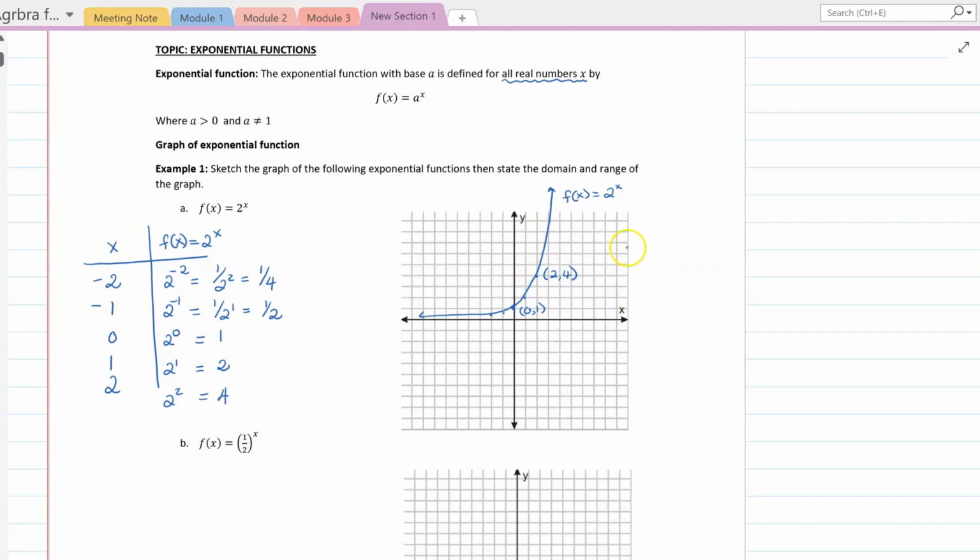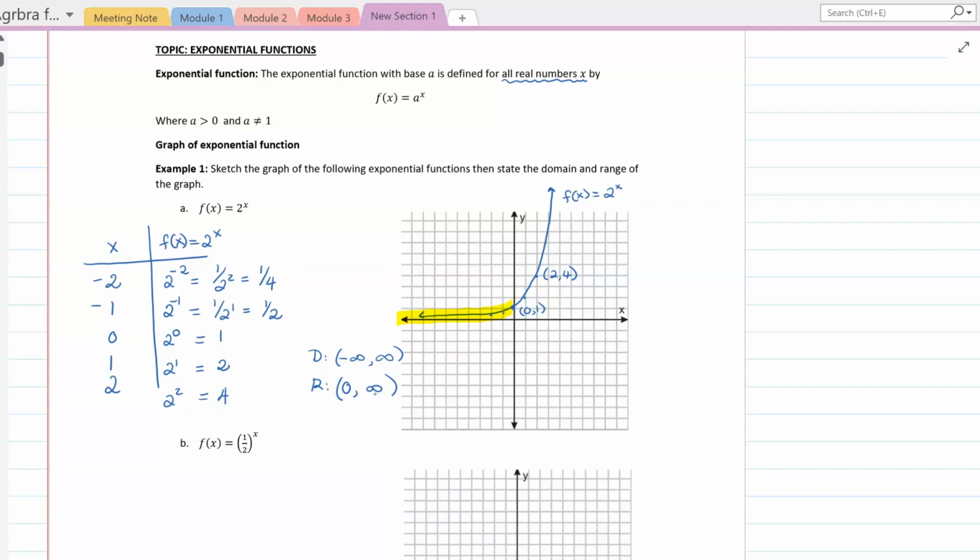And like I said, the exponential function with base a is defined for all real numbers x. This means the domain of the exponential function, the domain of f of x here, is from -infinity to +infinity. Looking at the graph, the range is on the y-axis. Note that this graph goes closer and closer to the x-axis, right? It moves closer and closer to the x-axis, but never actually crosses the x-axis. This means the range here is from 0 to infinity.